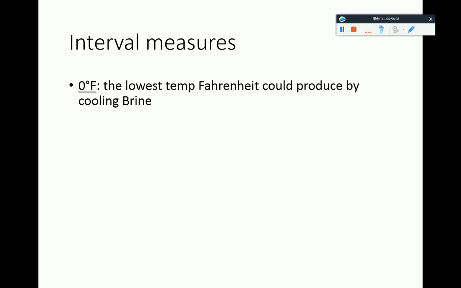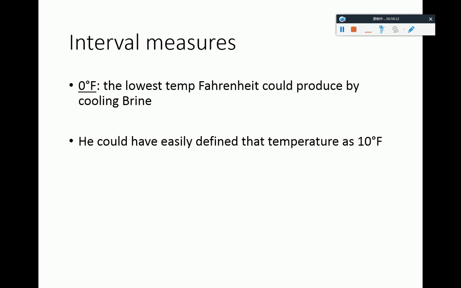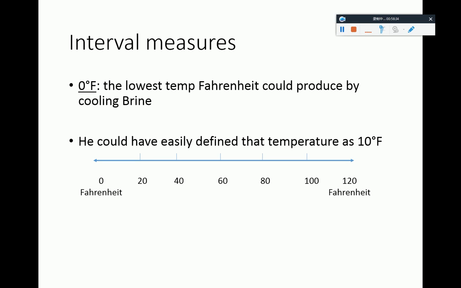So this is what we mean by saying that an interval scale like the Fahrenheit scale is an interval having an arbitrary 0 point. Right? So in this case, it could easily have a very different system treating 10 as the lowest temperature. Okay? And if he did that, right?